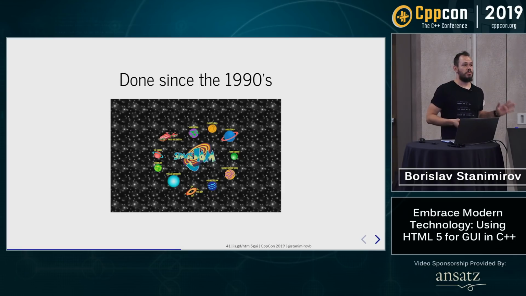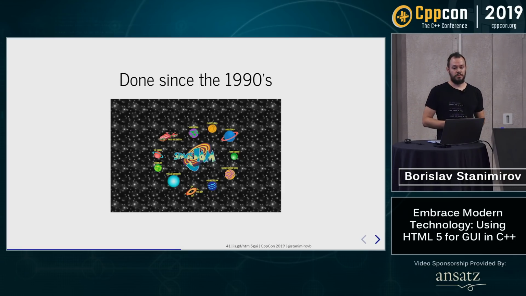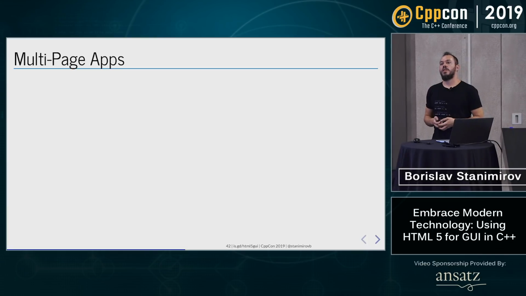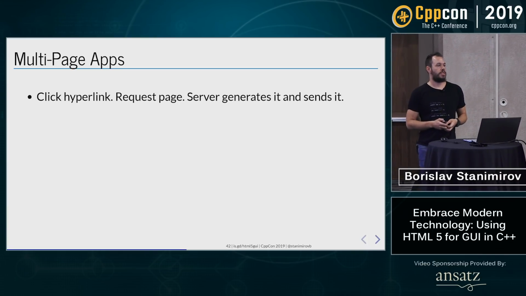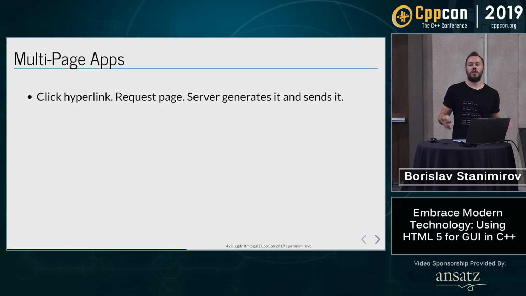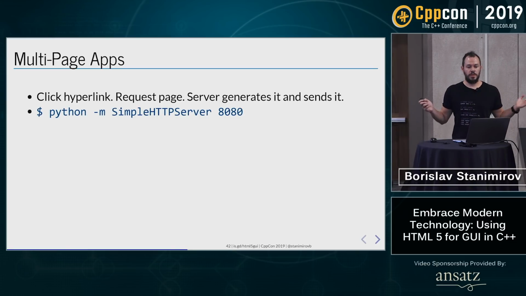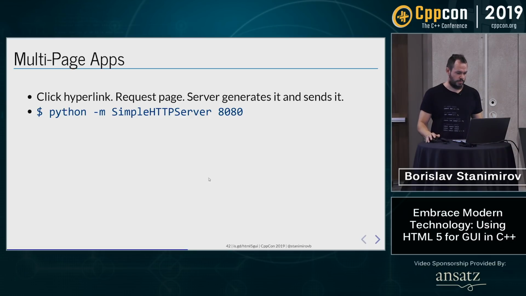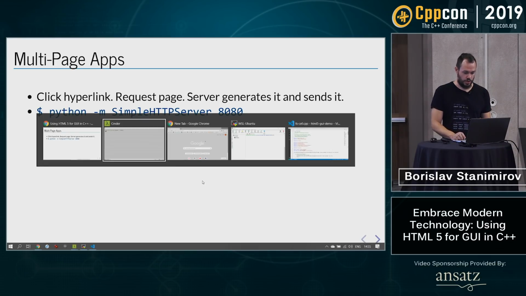Now, this has been done since the early 90s. And those early attempts were multi-page applications. Basically, a multi-page application is where you click a hyperlink, it requests a page from the server, the server generates it, sends it back, and you open that page. That's it. This is a simple demo. It's not in C++, it's in Python, but I'm sure you'll get the picture.